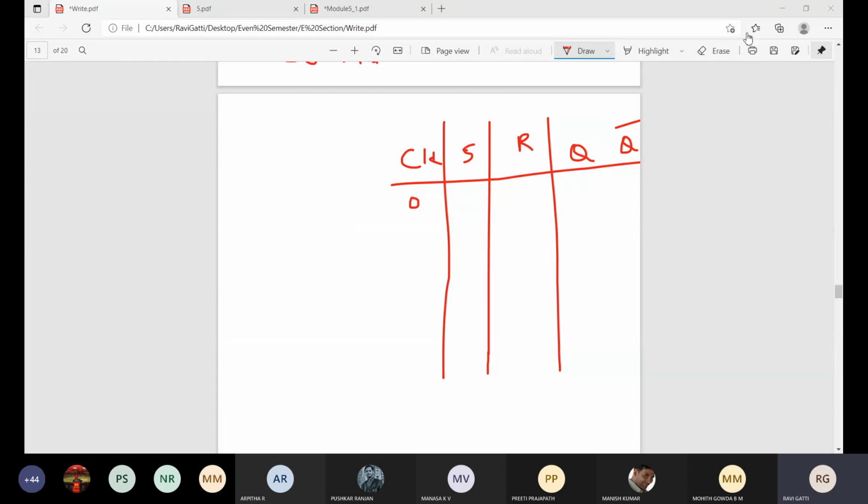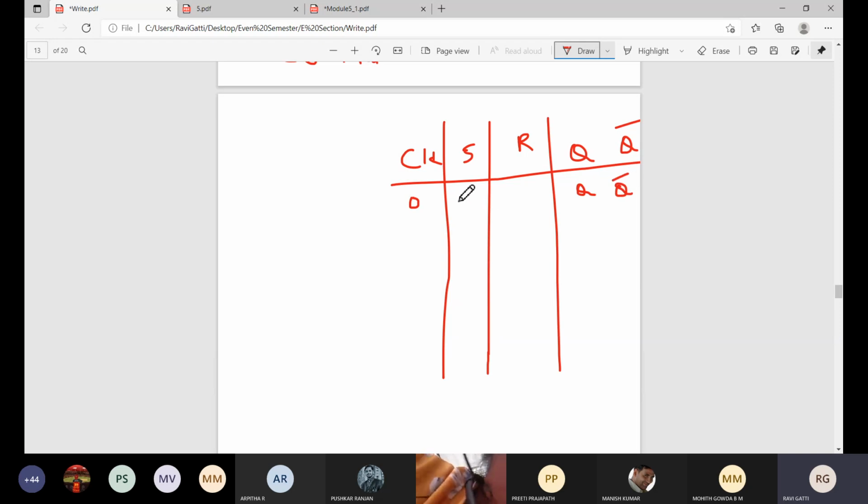Yes, Pushkar. Irrespective of the S and R values, when your clock is equal to 0, it does not bother. The SR latch will not work, and whatever values were there previously will be retained.